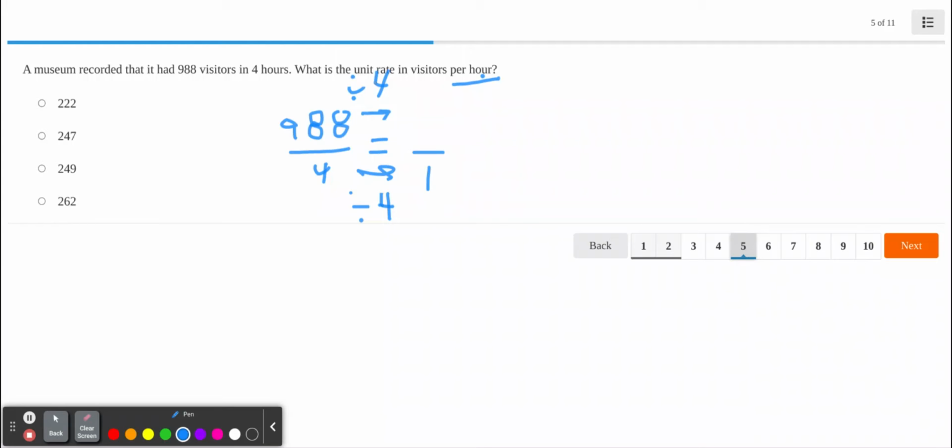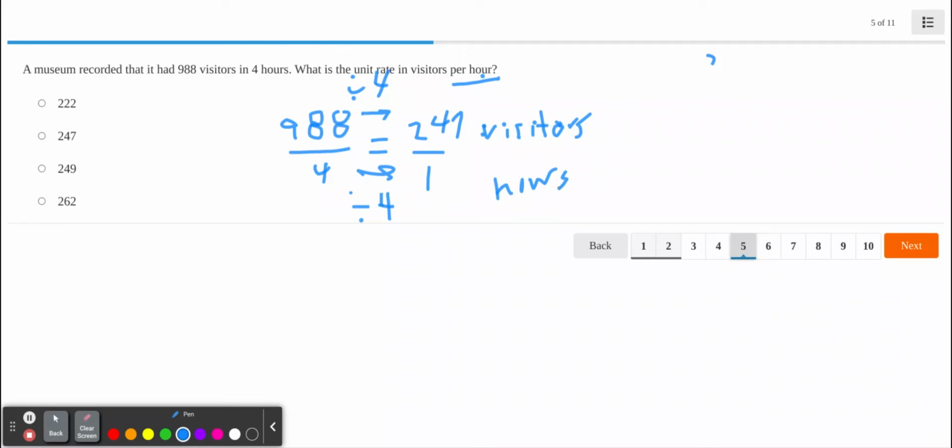And if we use our calculator, which we can do, we would just take 988. You guys can't see me, but I am actually doing my calculator right now. So I would just take 988 on my calculator and divide that by 4. In which case I would get 247 for my top number and 1 for my bottom number. And this is, of course, visitors per hour.